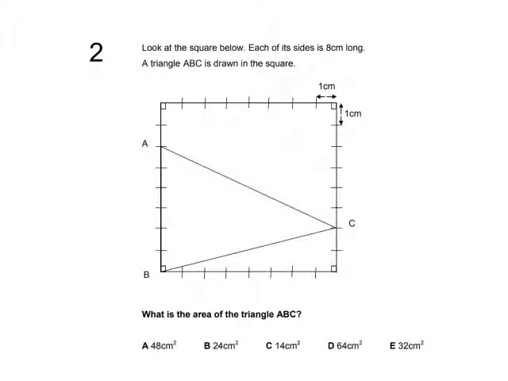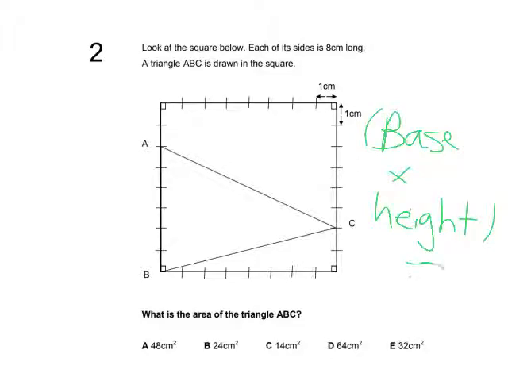Okay, to find the area of a triangle, you need to know two things. You need to know the base, and you need to know the height. So we have to find out the base of the triangle, and you multiply that by the height. And when you've got those two things, you then divide that answer by two.